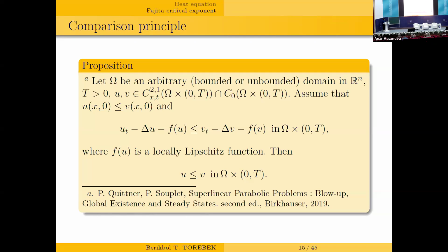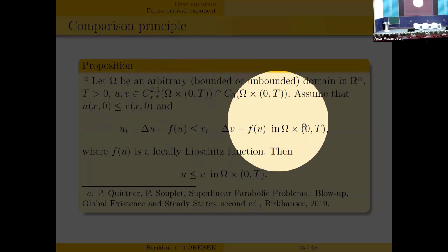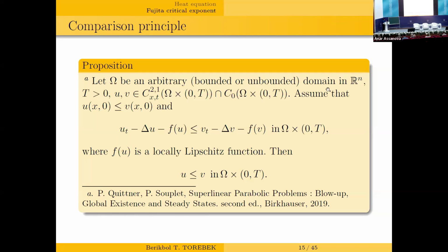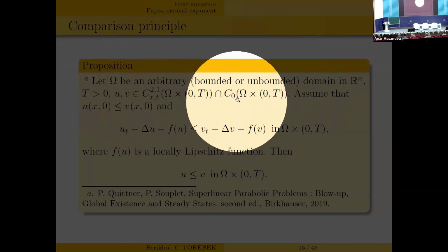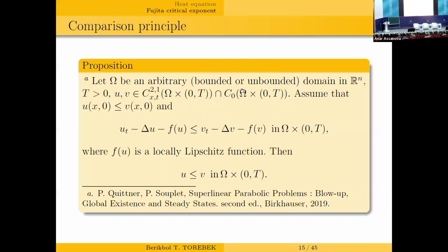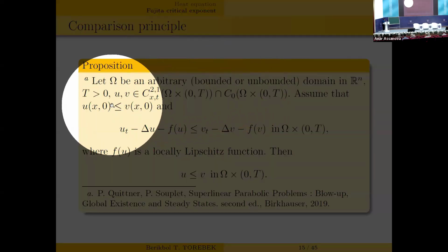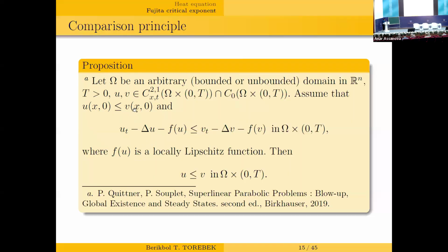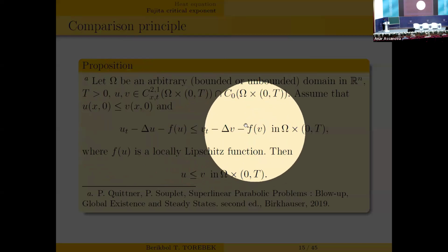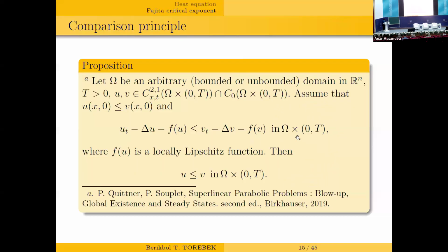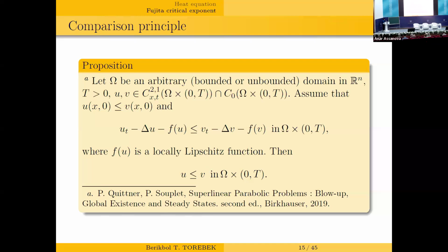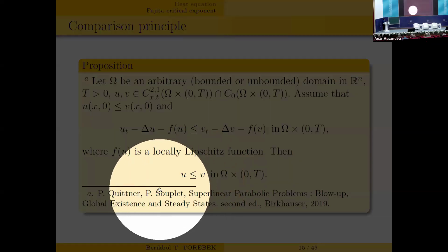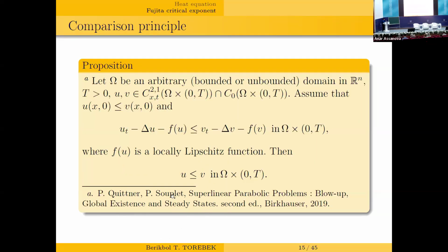Let omega be an arbitrary domain of R^n. It can be bounded or unbounded, and let capital T be a positive number. Suppose that u and v are from this space and have compact support, and assume that the initial data of u is less than the initial data of v. And let us consider this kind of differential inequality. Here, f of u is a locally Lipschitz function. Then u will be less than v. For example, this statement can be found in the book by Pavel Quittner and Philippe Souplet, published in 2019.